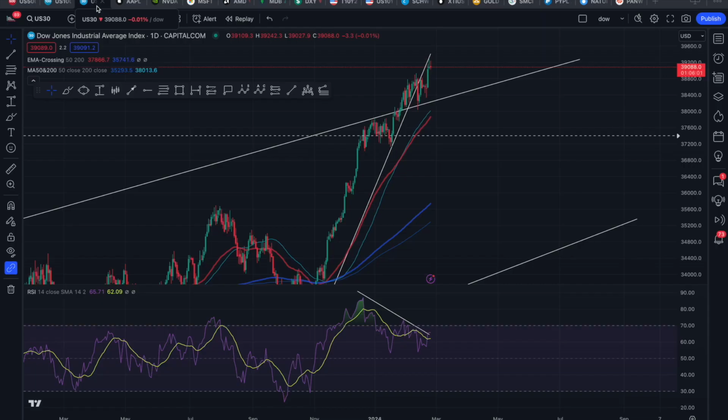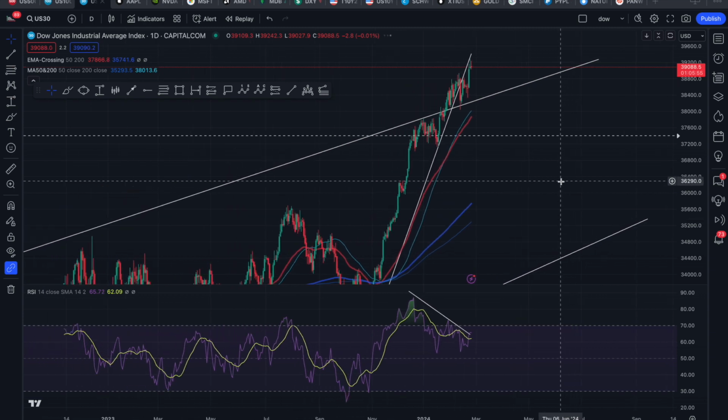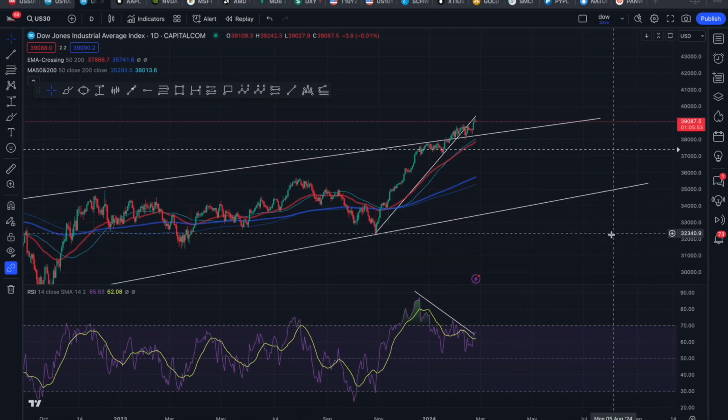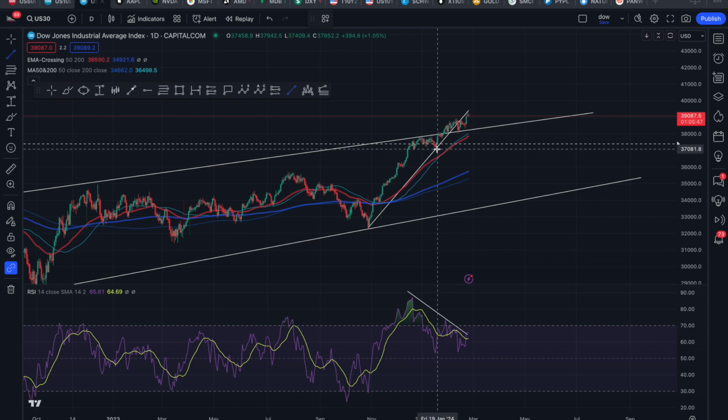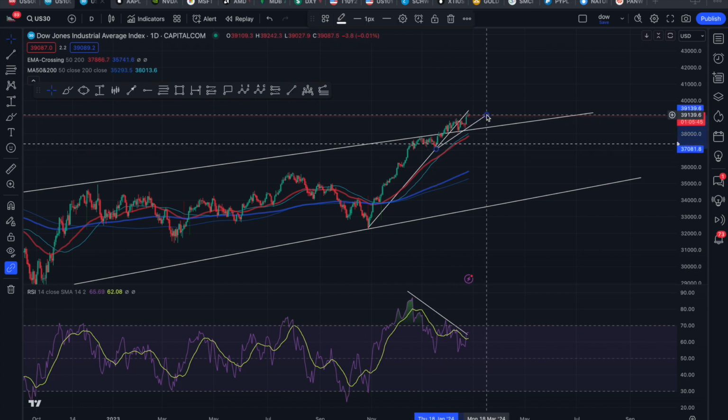And then finally, last but not least, the Dow Jones30 currently trading at 39,088. We're trading at an all-time high here for the Dow Jones30, but I do believe that we are due a pullback very similar to the S&P 500 and the Nasdaq100. We are in this minor uptrend here, and once this line's broken, I think we could potentially go and test the 37,800 area where the 50-day EMA currently finds itself trading.